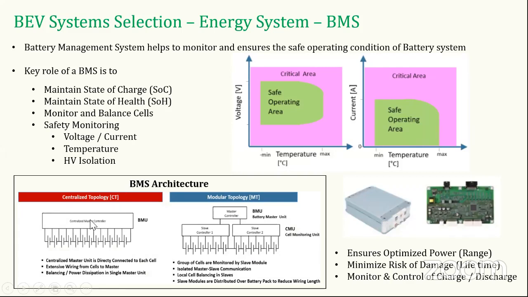One is the centralized topology, where we have a battery management unit, or a modular topology, where we have a cell monitoring unit as a slave, which communicates to the master. These help to evaluate parameters related to state of health, state of charge, cell balancing, and monitoring of voltage, current, temperature, and high voltage isolation. The BMS communicates to other control modules of the electric vehicle, thereby ensuring improved range, increased battery life, and monitoring and controlling of the charging and discharging patterns.